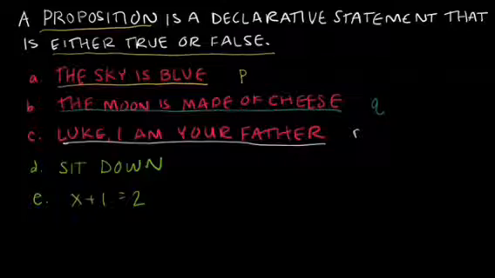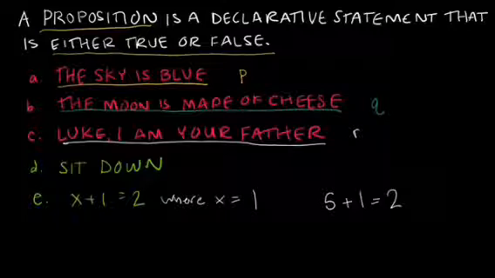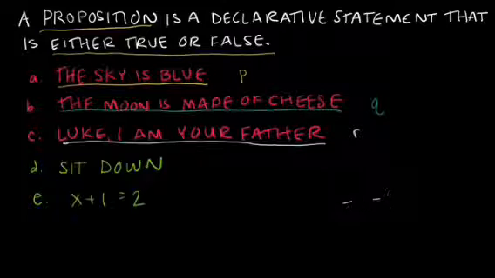A lot of people struggle with E because they say, well, that could be true or false. And while your thinking is correct, the way that it is written right now is not a proposition. If I replaced X with some value, or if I said where X equals 5, well, now it's a proposition because I can say 5 plus 1 equals 2 is false. Or if I said where X equals 1, then 1 plus 1 equals 2 is true. But if I don't assign a value for X and I just leave it as X, then this is not a proposition because it is not true or false.